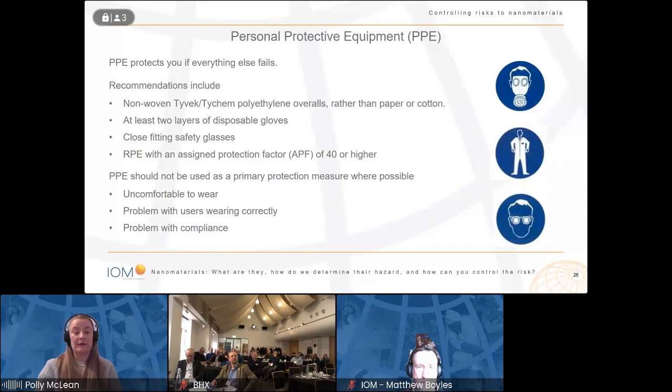Similarly, for gloves, the recommendation is to wear 2 layers to prevent any penetration, and also it allows you to ensure that you can remove them well without any secondary exposure. You should have close-fitting safety glasses, and RPE should have an assigned protection factor of at least 40. And as I said, you don't want to use PPE as your primary protection measure because basically it's uncomfortable to wear, and therefore people won't wear them correctly, and there's typically a problem with compliance.